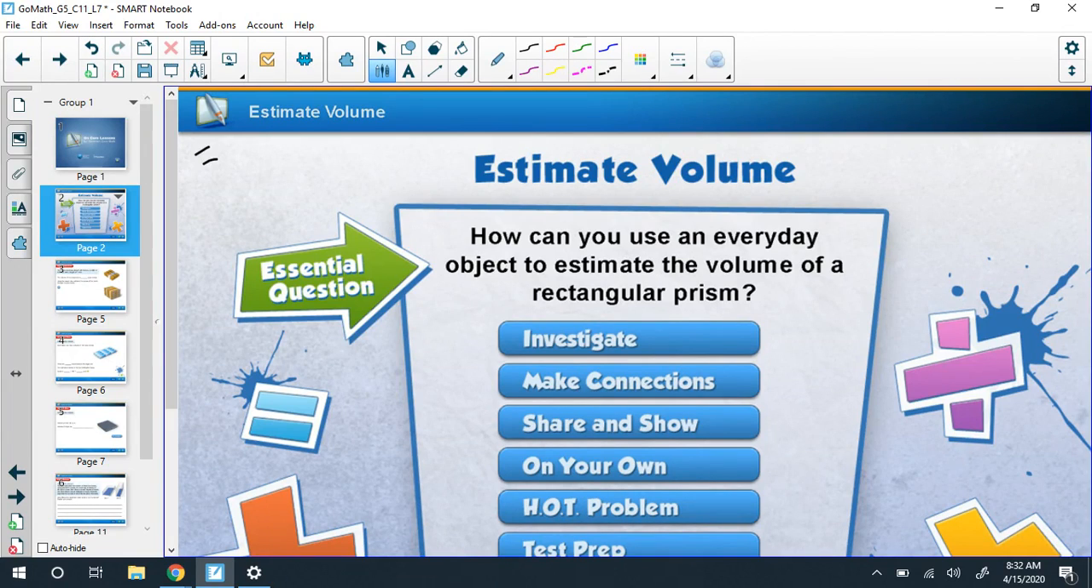So today we are going to be continuing our discussion about volume, and what we're going to do is actually use estimation to solve for the volume of rectangular prisms. Our central question is, how can you use an everyday object to estimate the volume of a rectangular prism?